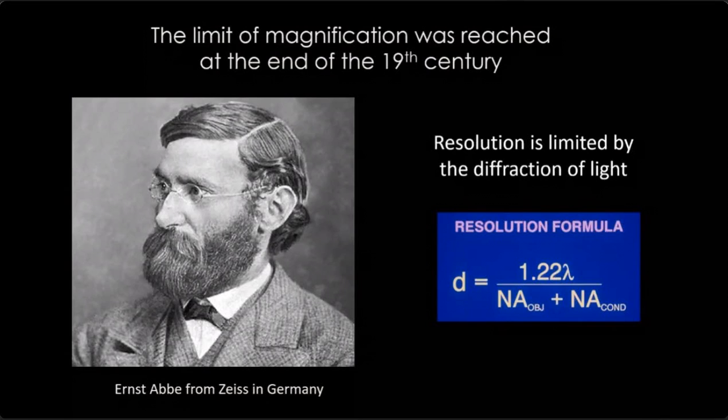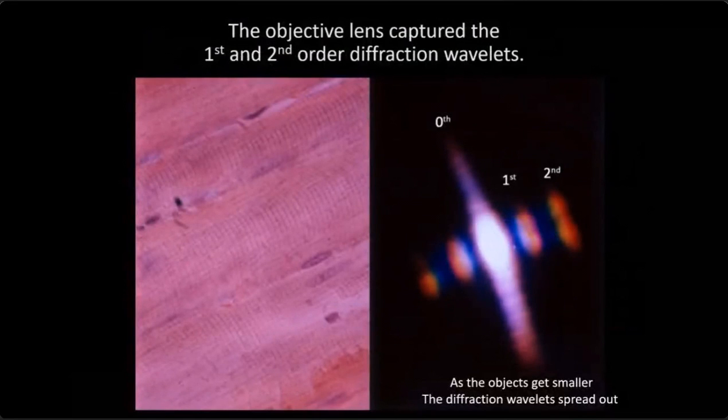You can see the formula has 2 different things in it. Lambda is the wavelength of light, and it has the numerical aperture of the objective and the condenser lens. I like to show this formula because it highlights the importance of the condenser lens in the resolution of a microscopic image. Most formulas only include the NA of the objective lens, but that's fine if you're just using reflected light, but that's not the case if you're using transmitted light. So the resolution formula has wavelength and NA. Let's look at this picture here of muscle cells.